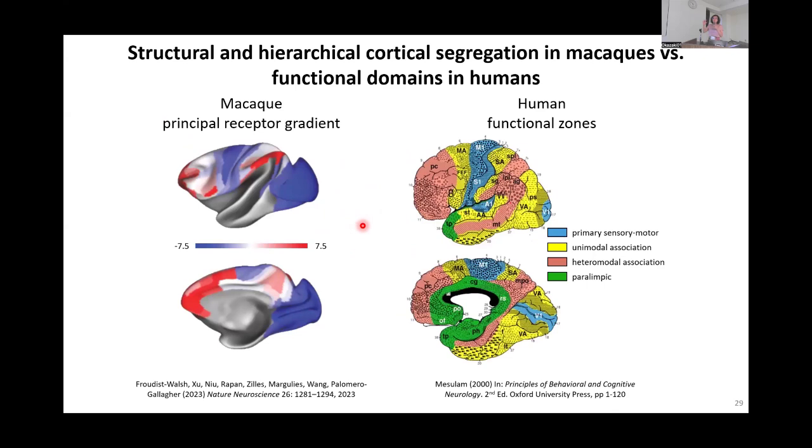And if you project the results of this PCA on the macaque monkey brain, the coloring, I find, resembles very closely the functional domains that Mesulam postulated. So I think this is reassuring for us, one, to use the macaque monkey as a model, and two, because it confirms the hypothesis that this balance in receptor densities subserves functional networks.